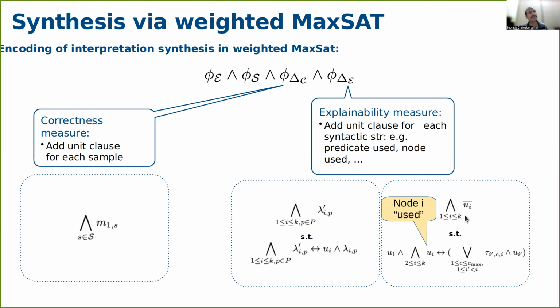Basically, it should not be the case that I have a node which is used, and then its parent is used, and its parent is used, and its parent is used, 5 times, right? So these are the kinds of things that we can encode on the structure over here. But by no means is this the only way to encode explainability. This is just an illustration.